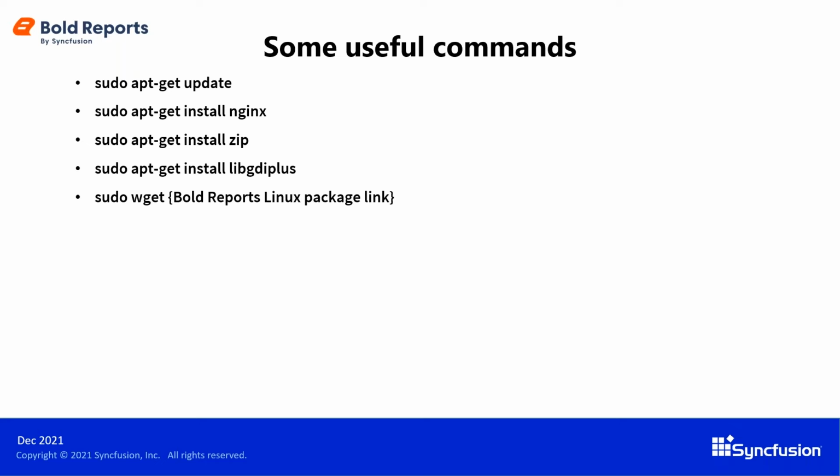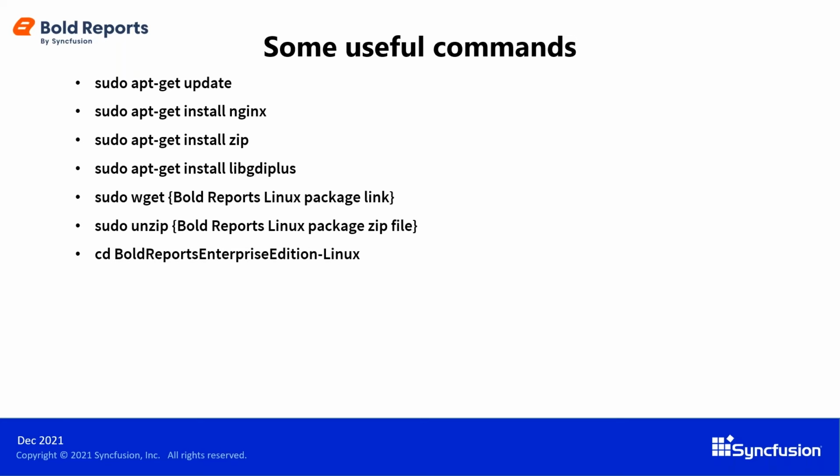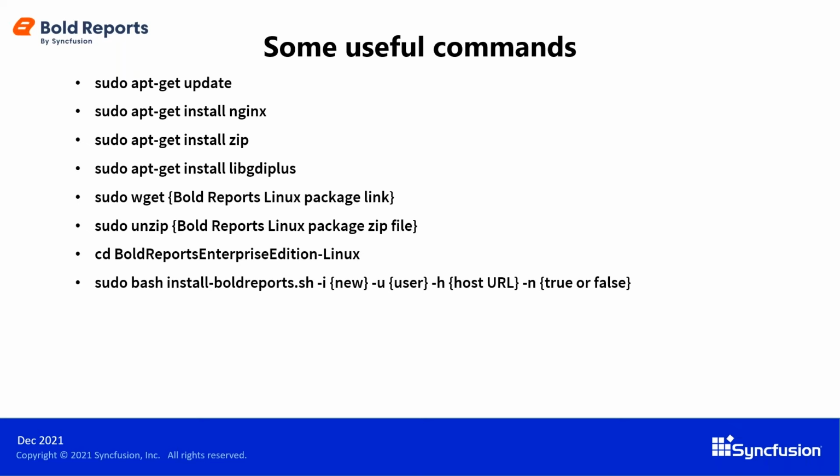The wget command is used to download the Linux package. The unzip command is used to unzip the downloaded file. cd is used to change the directory. This command is the installation command. Here, install-boldreports.sh is the file name which we configured for the installation.